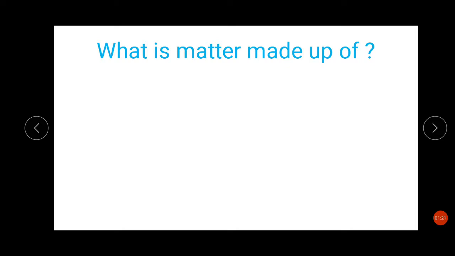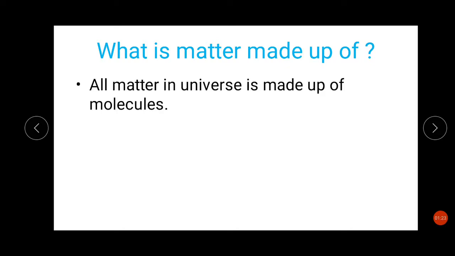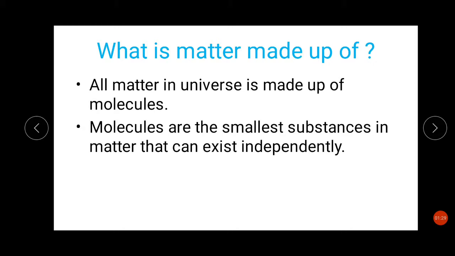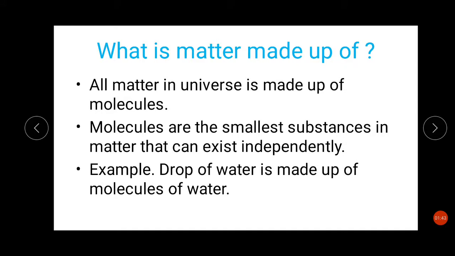Now, what is matter made up of? All the matter in the universe is made up of molecules. Molecules are the smallest substances in matter that can exist independently. They don't rely on anything, they don't depend on anything. For example, a drop of water is made up of molecules of water. When a lot of molecules come together, they form a drop of water.